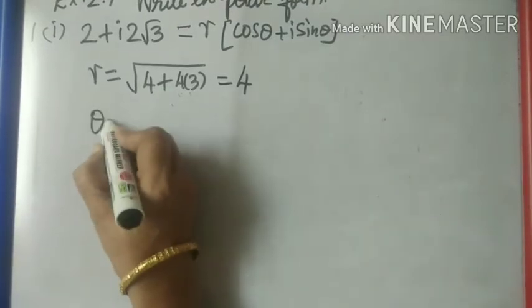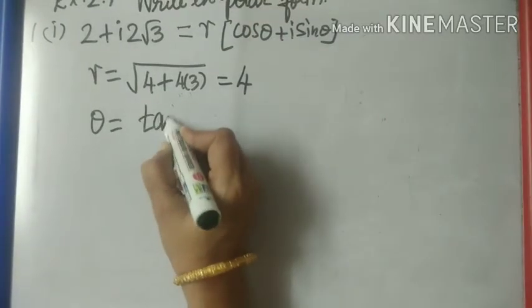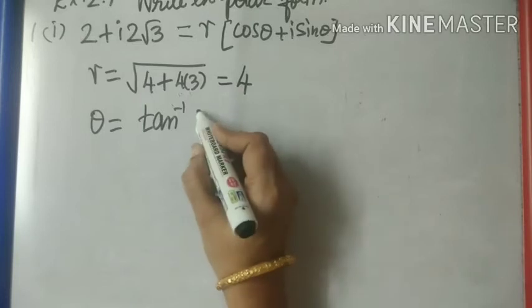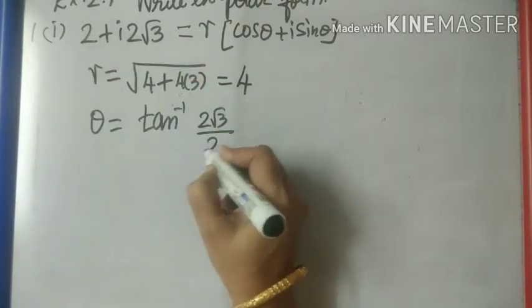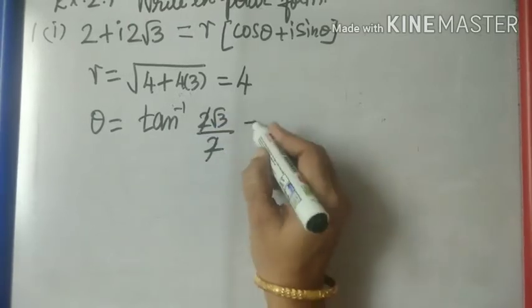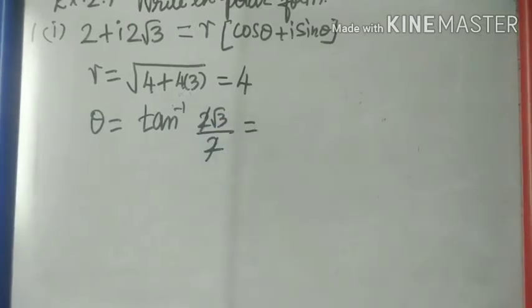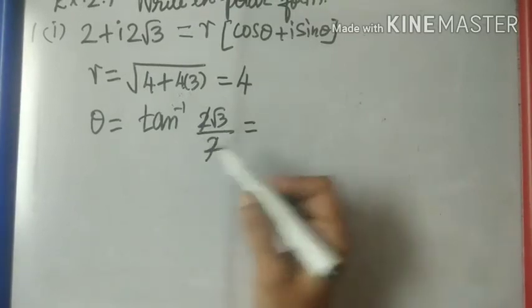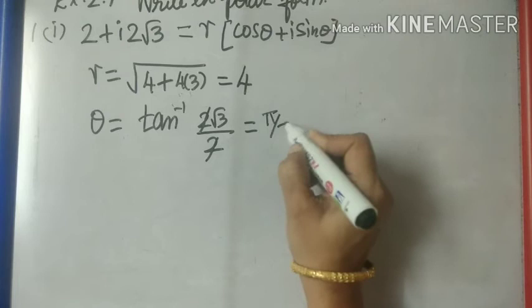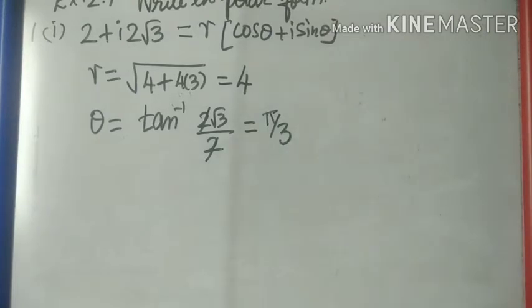Next I want theta. What is the theta formula? Tan inverse imaginary by real. 2 root 3 by 2. 2 will get cancelled. So what is the angle? Tan inverse root 3 means we must remember the trigonometry table and recall the angle pi by 3.